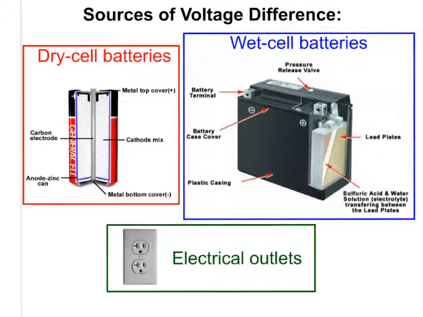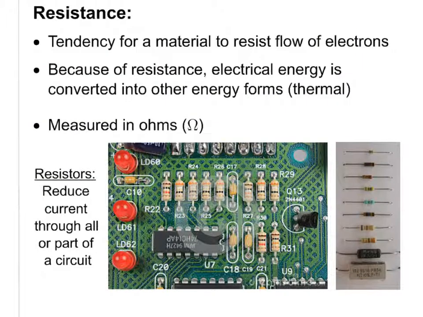Dry cell batteries like this one are usually about 1.5 volts. You're also all familiar with a 9-volt battery, which is set up a little bit differently, but it's also a dry cell battery. Now let's talk about something called resistance in electric circuits.